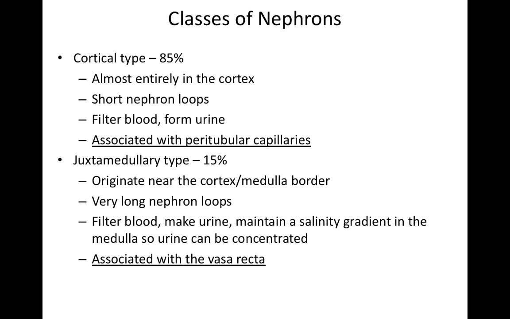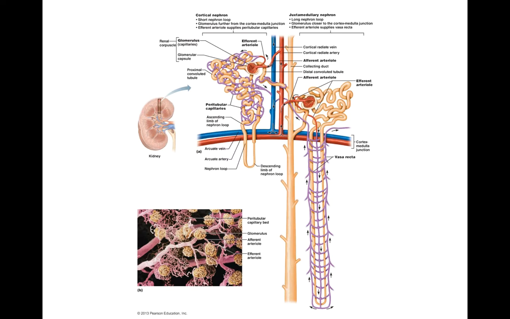So it's a pretty significant evolutionary step that we took when we got these nephrons. Their job is to maintain a salinity or a salt gradient in the medulla so that urine can be concentrated when we are dehydrated. So we're going to talk about that a little bit later. These will be associated with the vasa recta. So we said that the efferent arteriole would either feed into peritubular capillaries or the vasa recta, depending on the type of nephron.